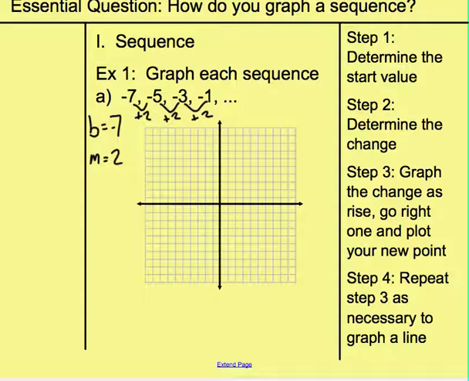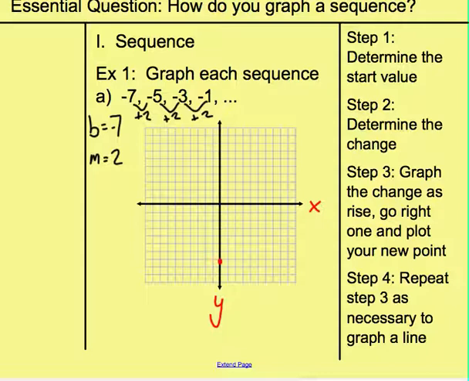So our starting value goes on the y-axis. As a reminder, the horizontal line is our x-axis, and the vertical line is our y-axis. So we're going to start on the y-axis at -7. So we're going to go down 7 units and plot our first value.